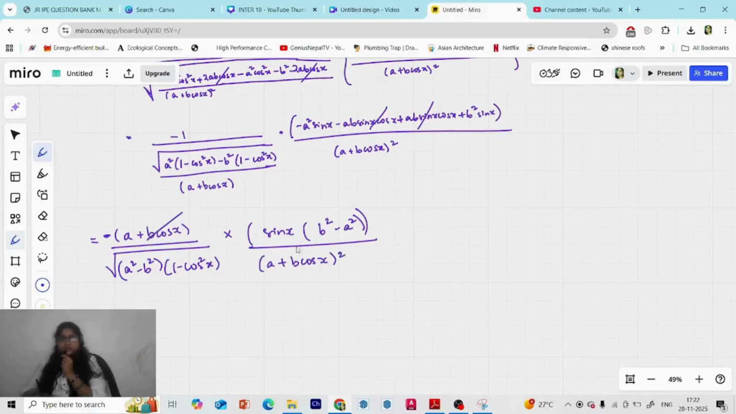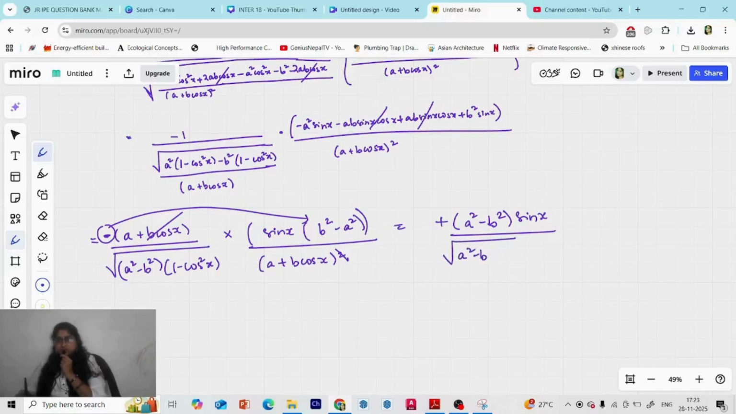So this a plus b cos x goes off, and we will also simplify, and this minus I'm multiplying into b square minus a square. So what does it become? A square minus b square into sin x. Okay, whole divided by, what do I have here? It is under root a square minus b square into sin square x. Am I right?